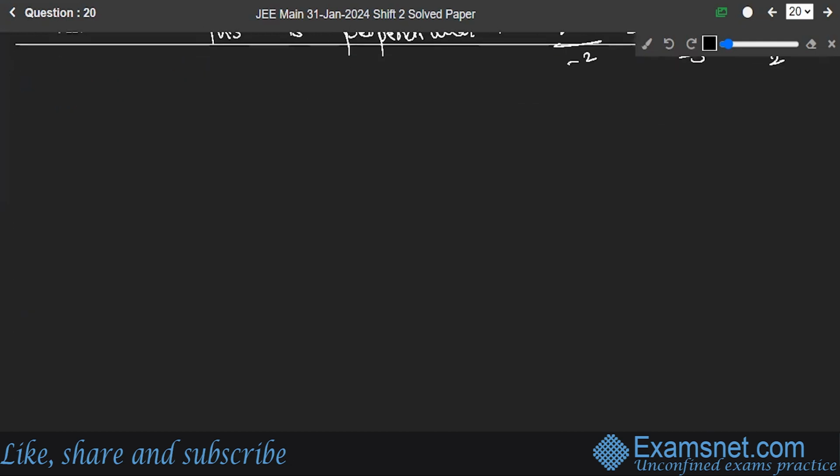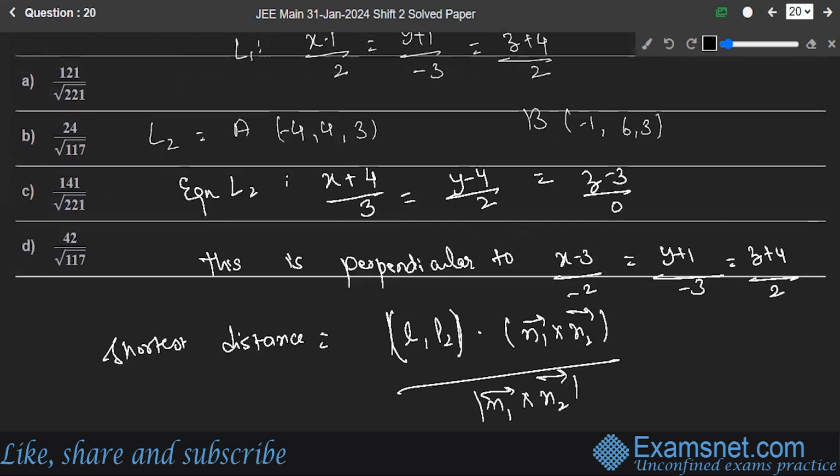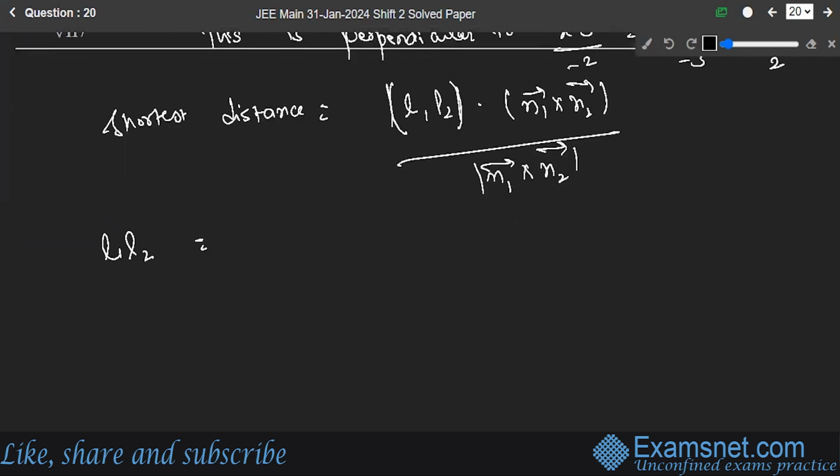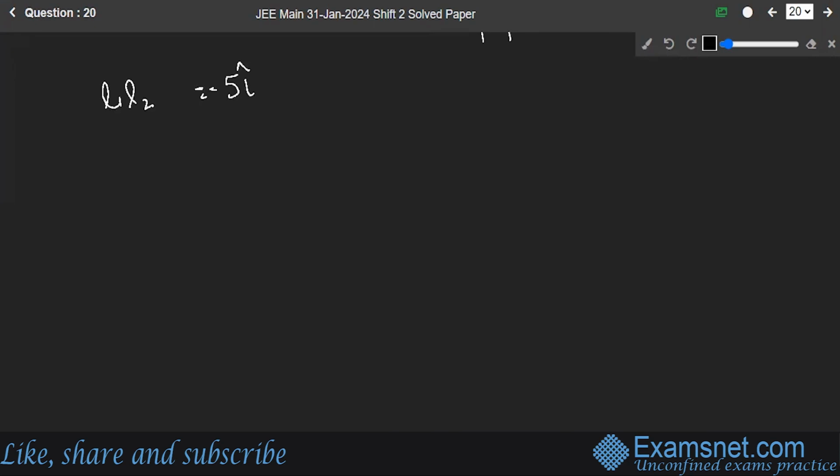So, therefore, the shortest distance formula is given by the vector L1L2 dot product with N1 cross N2 divided by the magnitude of it. First of all, what is L1L2? For the L1L2, this is given by the difference of the points. This will be minus 5 i cap plus 5 j cap plus 7 k cap.